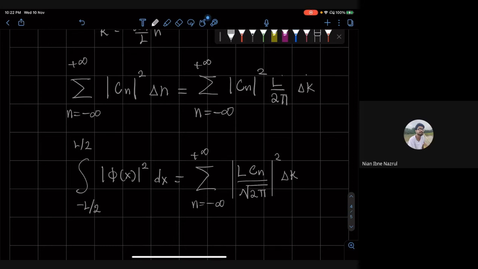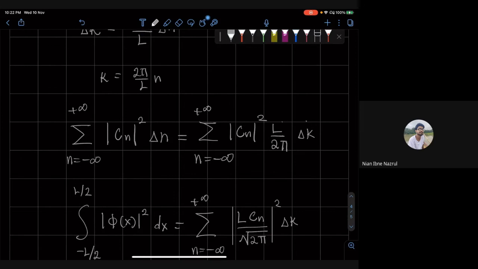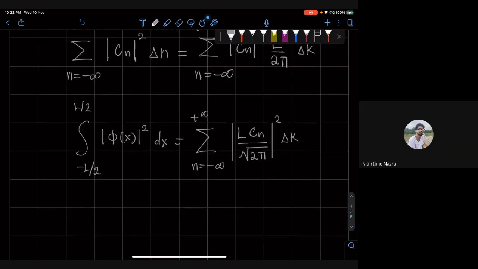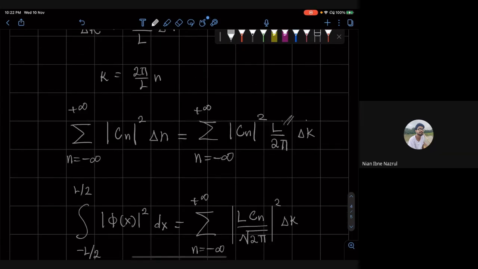Sir, shouldn't it be root over L? No, because there's an L. Oh, yeah, sorry, there's an L here already. Yeah, okay. And there was a 1 over L here, right?